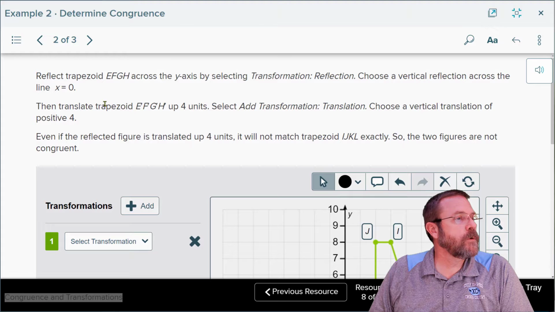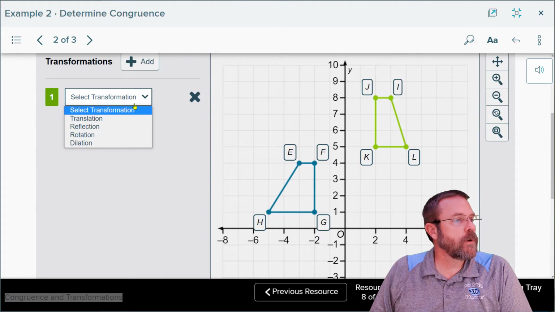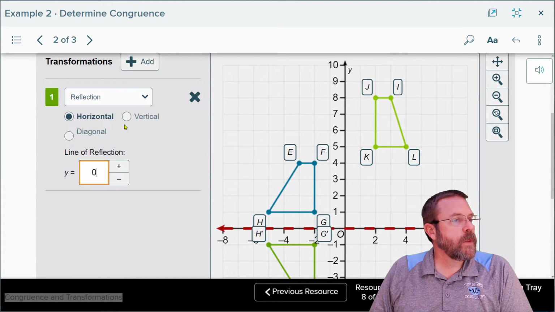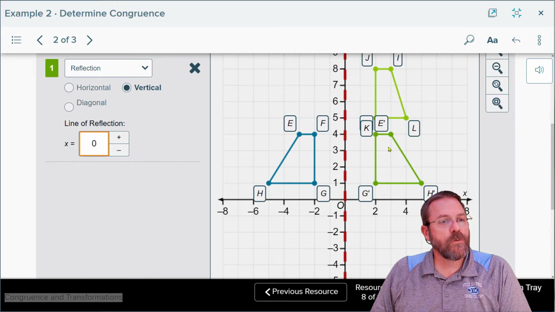First thing they did is they reflected the trapezoid across the y-axis. Yep, I can see doing that. So we're going to take it and do a reflection across the vertical axis, the y-axis right here, where x is equal to 0. And now you can see my new trapezoid is going to be this one right here.